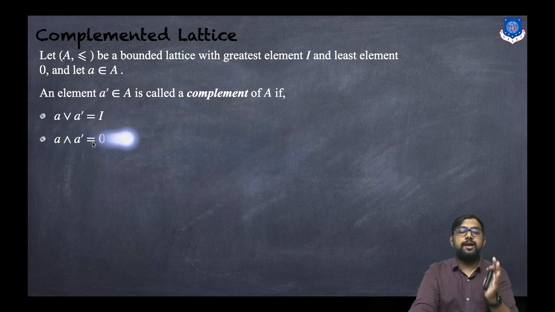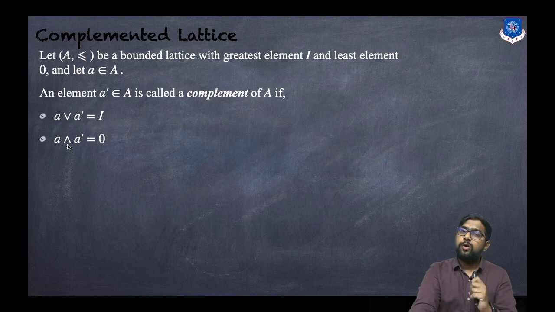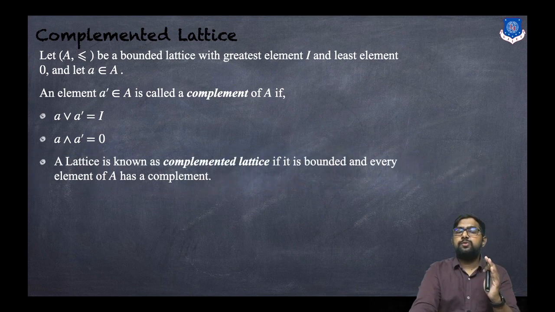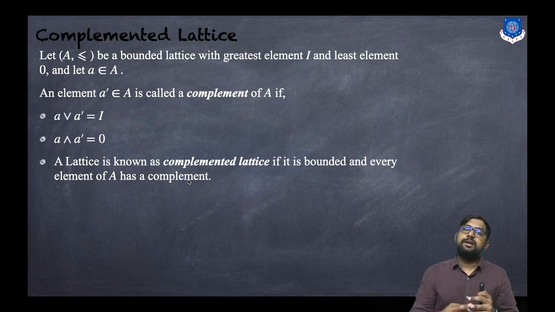And in the same manner, a and a' means the greatest lower bound of a and a' equals 0 or O, that is the least element. And a lattice is known as a complemented lattice if it is bounded and every element of A has a complement. So in short, it has to be bounded first and then every element has a complement. Fine. So that is a complemented lattice.